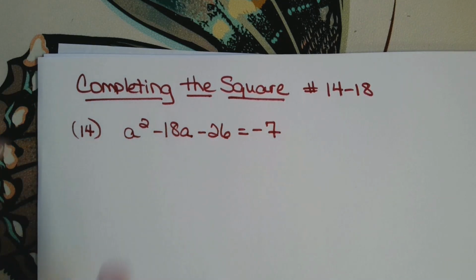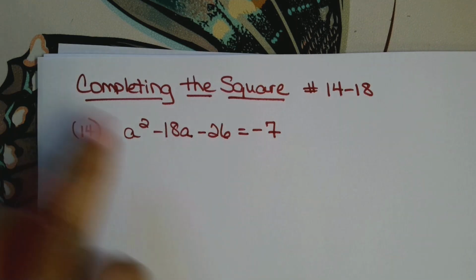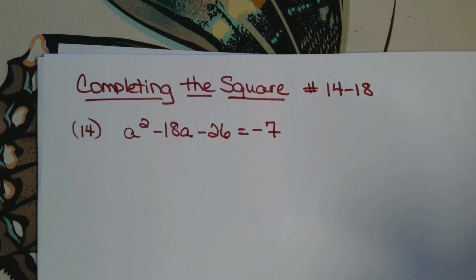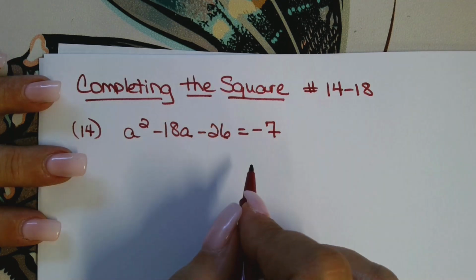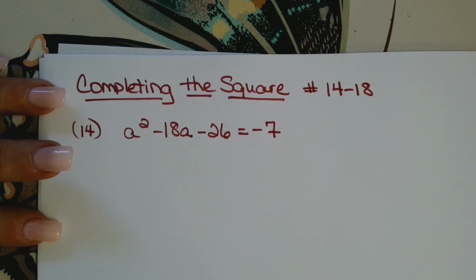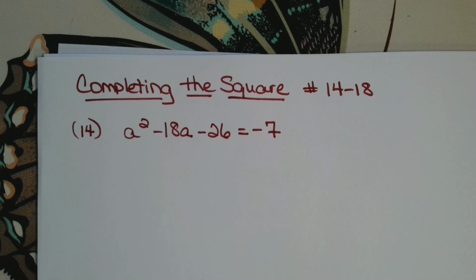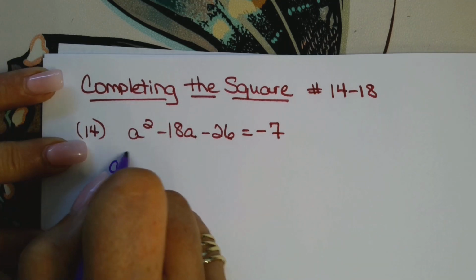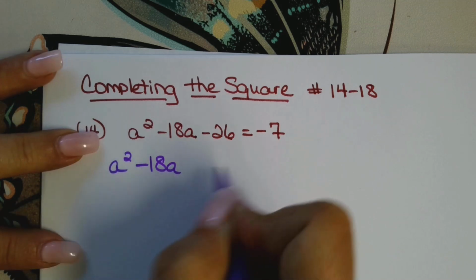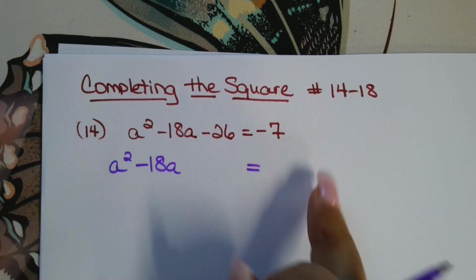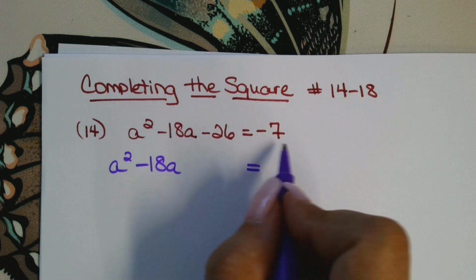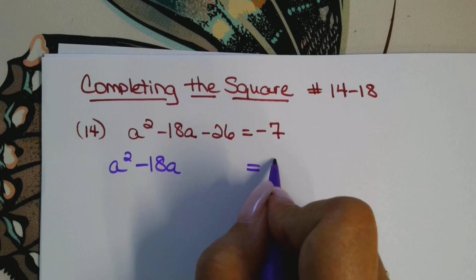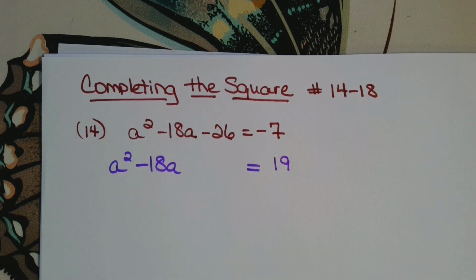Now for these you will give me an actual answer. You're going to need to tell me what, in this particular case, a is, what values make this true. Okay? So step number 1 in completing the square is to move all of your constants to the right. So I'm going to keep my variables over on the left, and I'm going to add 26 to both sides. So if I add 26 to negative 7, that is going to give me 19.